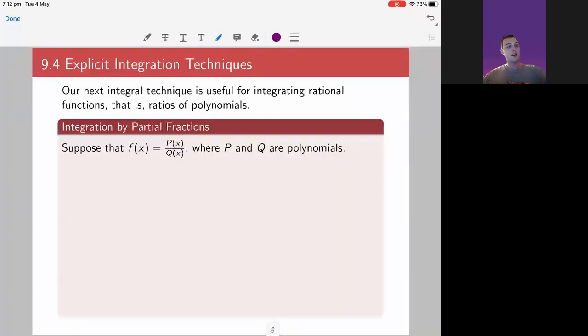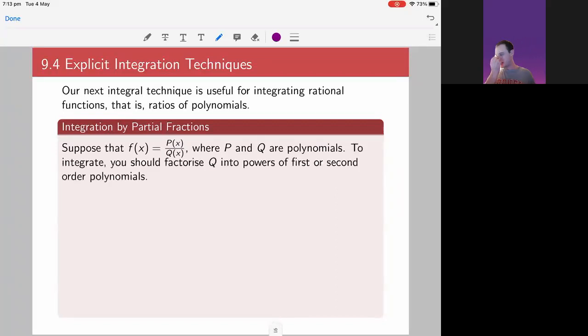So this general technique is called integration by partial fractions. It concerns when you're trying to integrate something with a denominator, and the denominator is a bit annoying. So you try and replace that denominator with other things which are less annoying. To make this concrete, let's suppose we've got a function f of x, which is equal to the ratio of two polynomials, p and q.